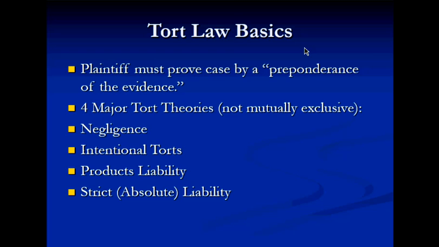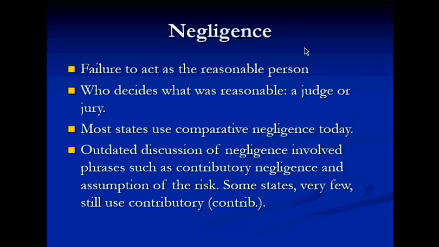Now, when you're dealing with tort law, a plaintiff must prove a case. This is in any civil case. The plaintiff must prove their case by a preponderance of the evidence. There are 4 major tort theories, but these are not mutually exclusive, meaning that you can have more than one of these. There's negligence, which we'll talk about today, intentional tort, product liability, strict and absolute liability. So those are the 4 major tort theories.